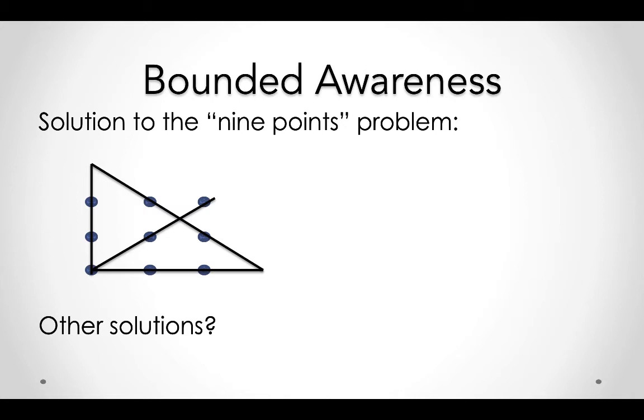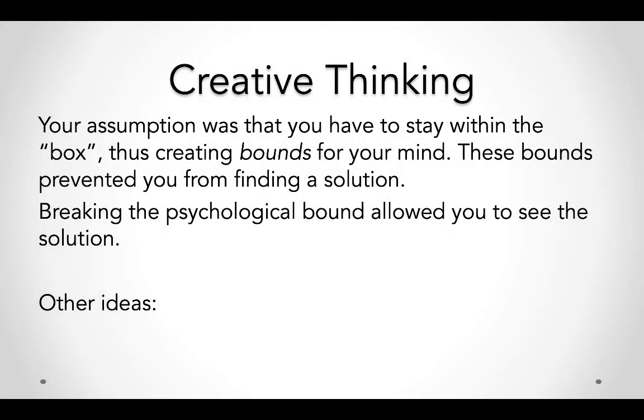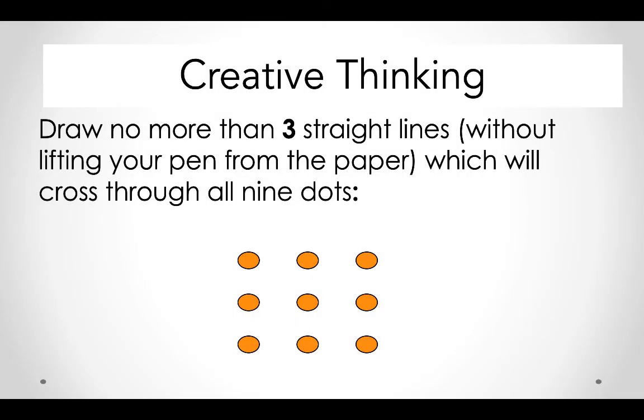What's stopping you from having another solution? The only thing that stops you is yourself. Let's see other solutions. You made an assumption that you have to stay within the box. The box could be the literal box made by the 9 points, or the bounds of your mind, right? Not feasible, technically correct, whatever boundaries you put on your mind. So let's see, can we break that bond?